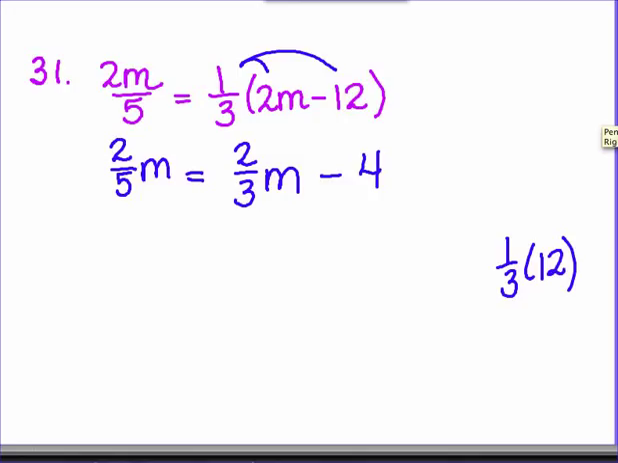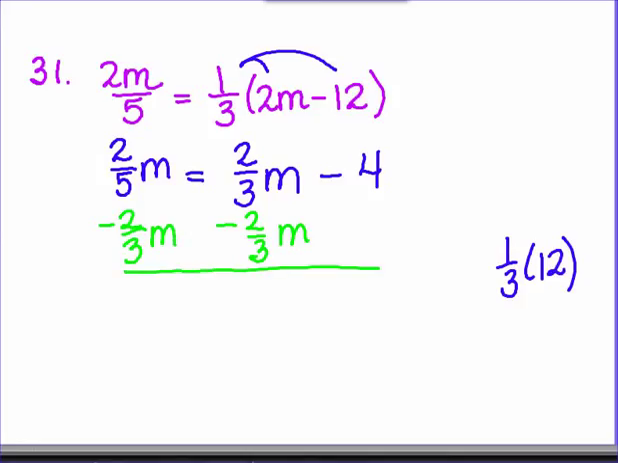Get the variables on the left side. So what am I going to need to do? Subtract 2/3 m from both sides. So now I need to take 2/5 minus 2/3, and here's my little scratch paper.